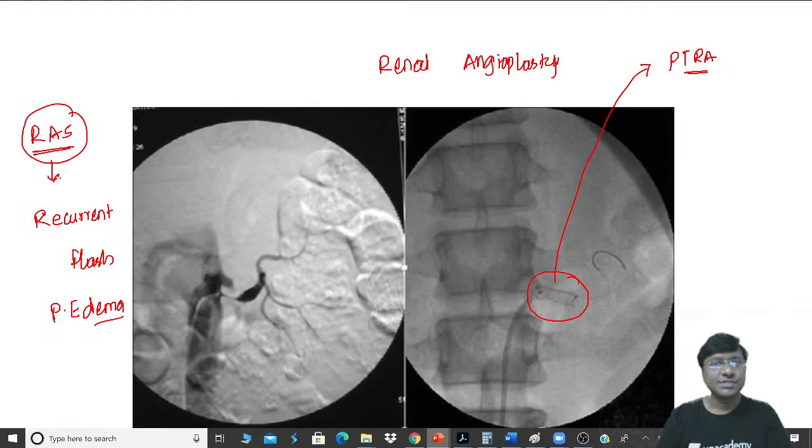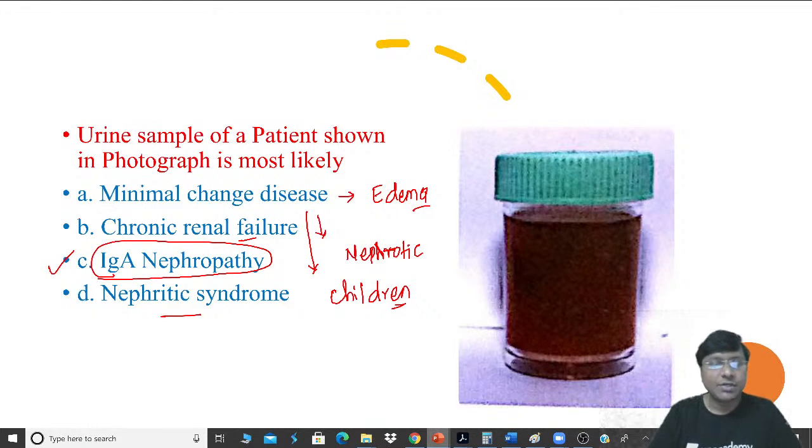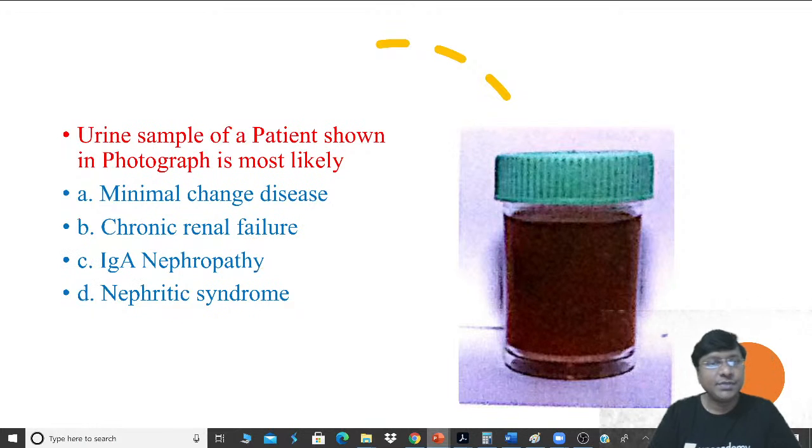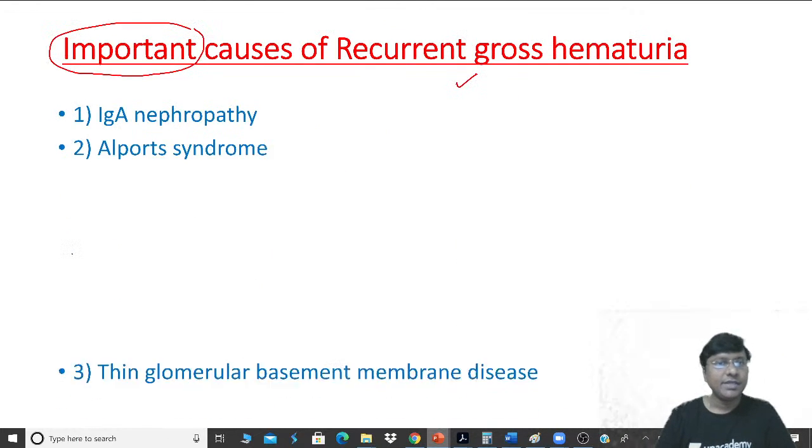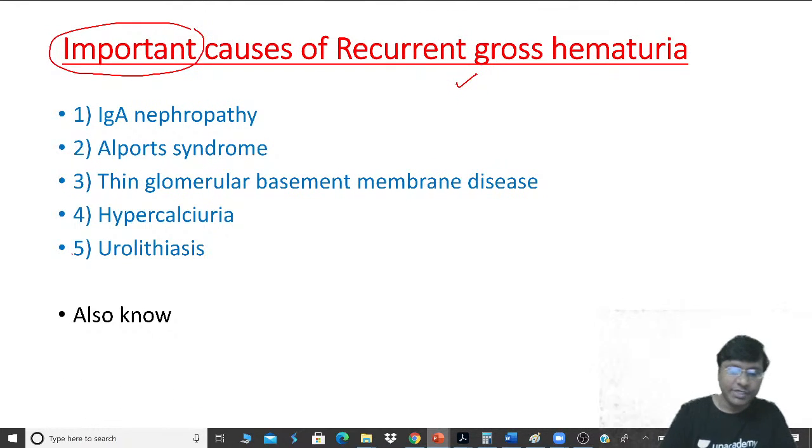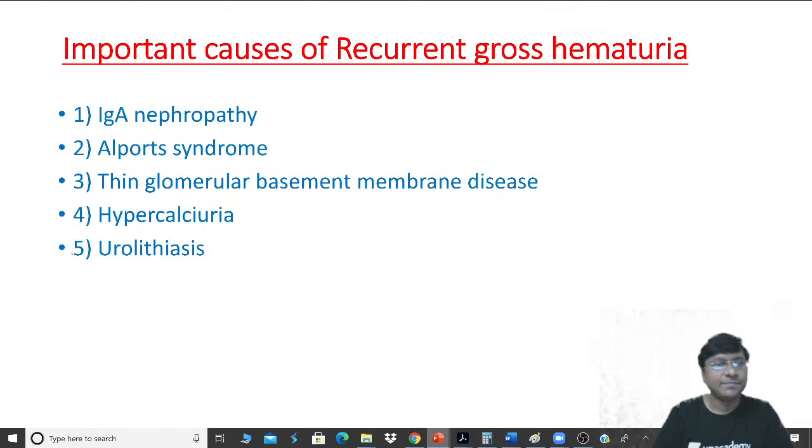Now, the next question is on gross hematuria. The urine sample of the patient shown in the photograph is most likely seen in case of IgA nephropathy. What is shown in the image? It shows the presence of gross hematuria. So these are all the various important causes of gross hematuria: IgA nephropathy, Alport syndrome, thin glomerular basement membrane disease, hypercalciuria, and urolithiasis.